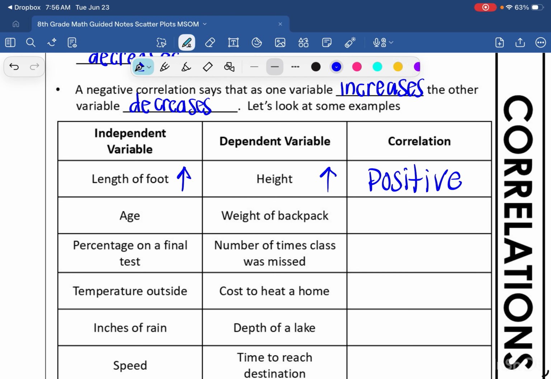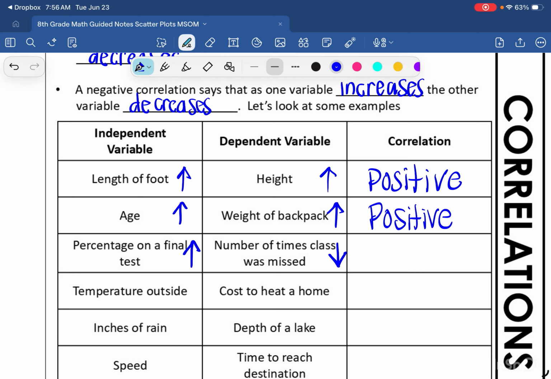So as your age increases, we expect the weight of your school backpack to also increase because you probably have more homework. Percentage on a final test and the number of times class was missed. So as my percentage on a final test increases, people probably miss class less times.